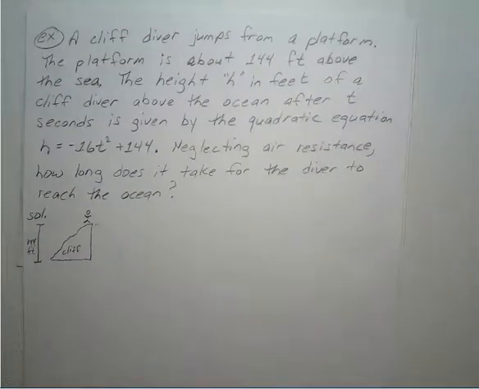Alright, so for example, a cliff diver jumps from a platform. The platform is about 144 feet above the sea. The height, which we'll call h in feet, of a cliff diver above the ocean after t seconds is given by the quadratic equation h is equal to negative 16t squared plus 144. Forgetting about air resistance, so if we neglect air resistance, how long does it take for the diver to reach the ocean? Okay, so I drew a little picture here.